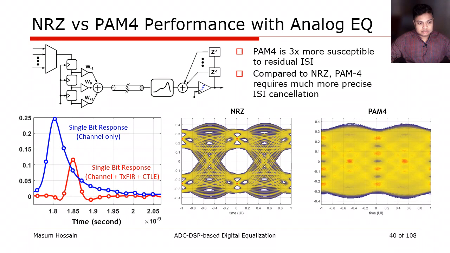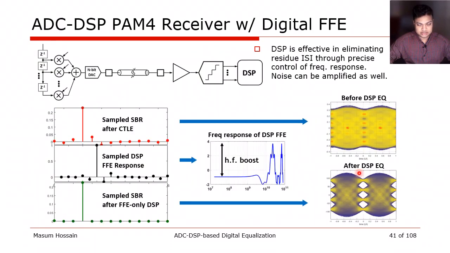So how do we deal with this residual ISI? In the ADC DSP case, we can first digitize it, and then in DSP we can implement an FFE. Here is this FFE response that can take this partially equalized eye and clean up this residual ISI nicely to a single tap, where no precursor and post-cursor ISI are visible within the linear scale. As a result, we can see a significant eye opening improvement.